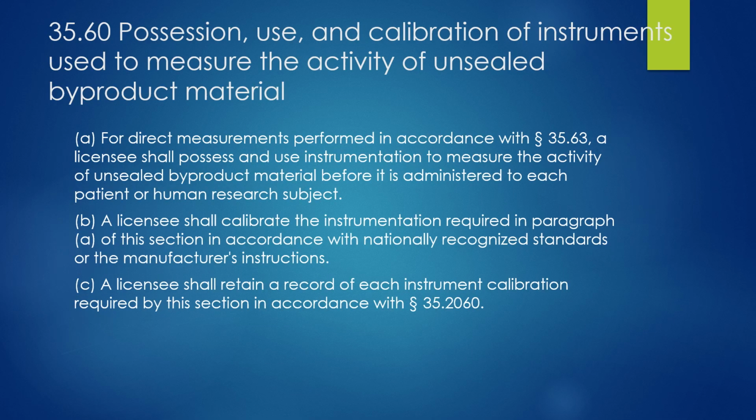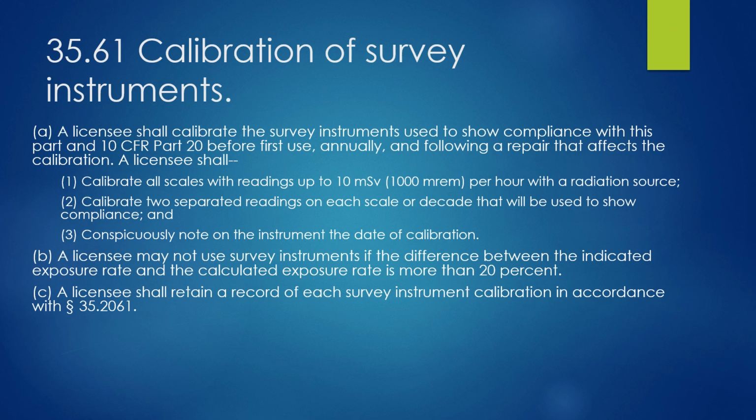So the first one is the possession, use, and calibration of instruments. And this talks about any instrument that's used for direct measurement. So think about your well counter, your uptake probe, your dose calibrator. And it says a licensee shall calibrate the instrumentation required in paragraph A of that section. And then the licensee has to retain the records of each instrument calibration. So, licensee shall calibrate the survey instruments. This is 10 CFR 35.61, and it talks about the calibration of our survey instruments.